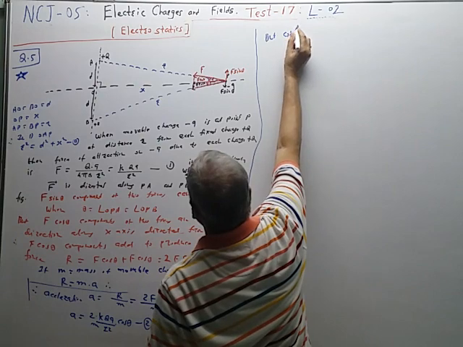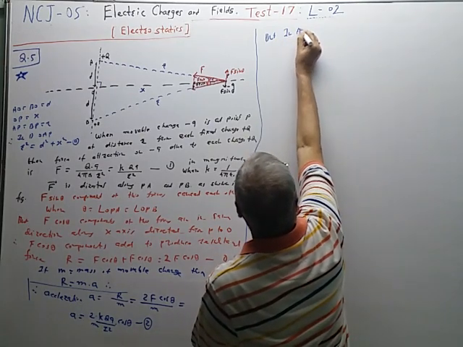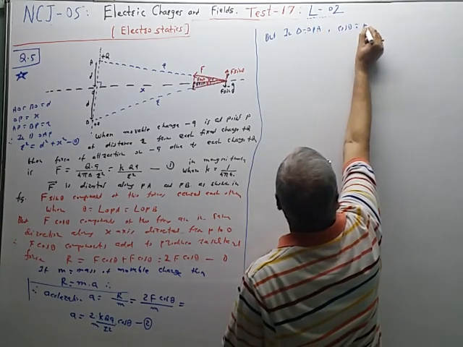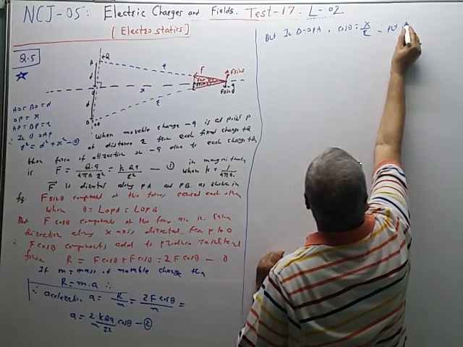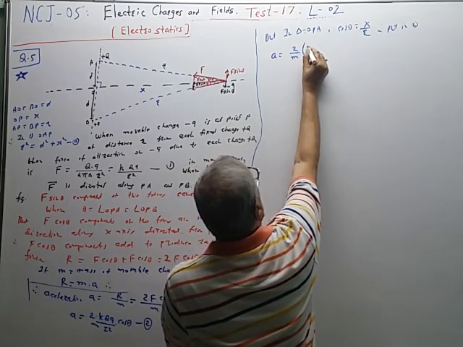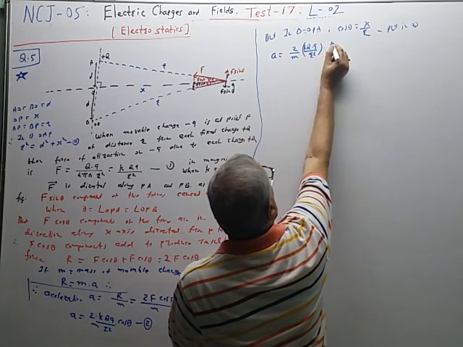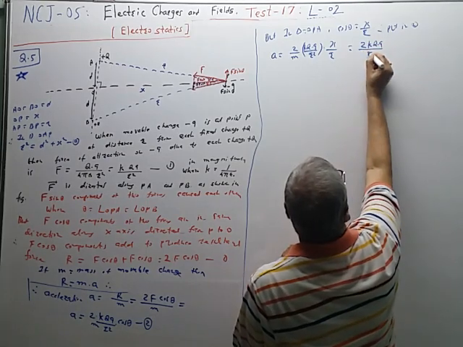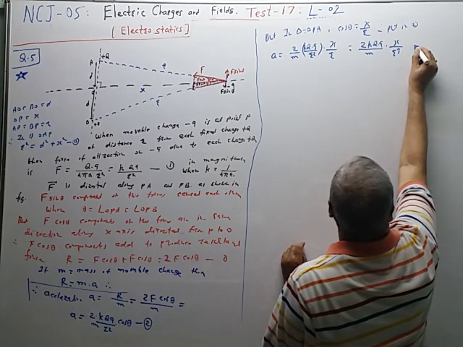But cos of theta, but in triangle OPA, cos of theta is equal to x upon R. Therefore, putting 2, acceleration A is equal to 2 upon m into k into Q into q upon R square, into x upon R. So this is equal to 2 times k into capital Q into small q upon m into x upon R cube. This is equation 3.